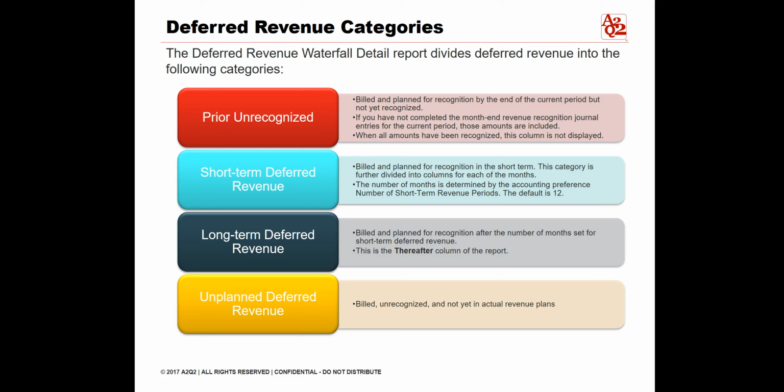Short-term deferred revenue, billed and planned for recognition in the short term. This category is further divided into columns for each of the months. The number of months is determined by the accounting preference number of short-term revenue periods. The default is 12.